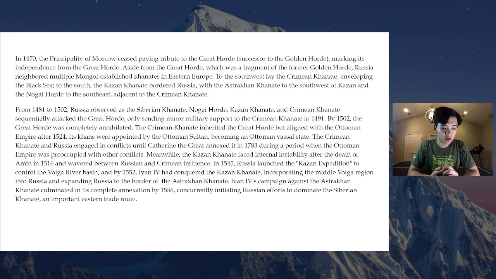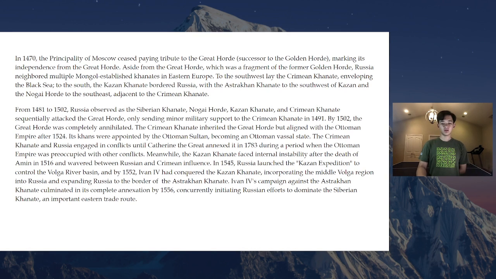From 1481 to 1502, the Siberian Khanate, the Nogai Horde, etc., attacked the Great Horde, and Russia also sent minor military support to the Crimean Khanate. In 1502 the Great Horde was completely annihilated, and the Crimean Khanate inherited the Great Horde, and this led to various land disputes, such as the Ottoman Sultan making it an Ottoman vassal state, and Catherine the Great annexing it, and so on. Basically this all led to the campaign that led to Russia wanting to conquer the Siberian Khanate in the east.